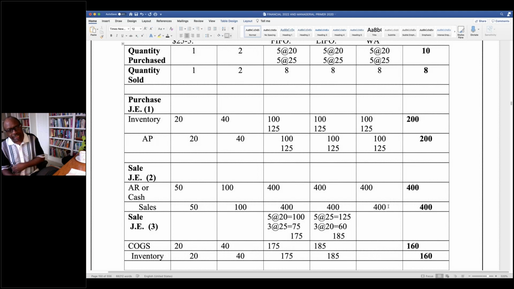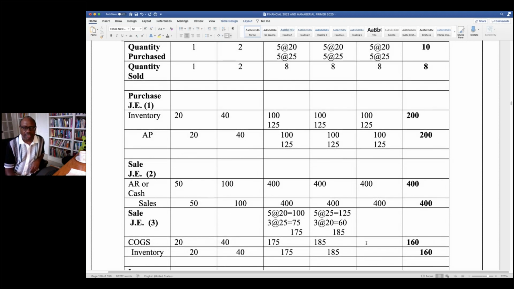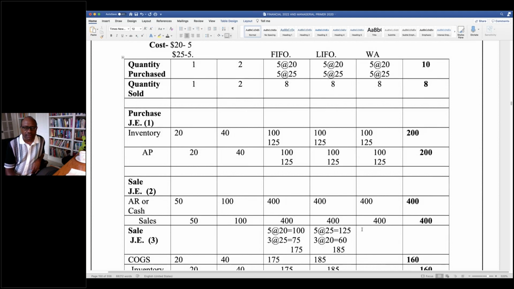The only thing that changes is, guess what? The entry for the cost of goods sold. The cost of goods sold. That is the only thing that changes. So let's look at how we're going to do this.